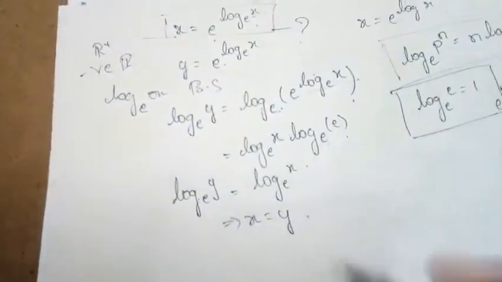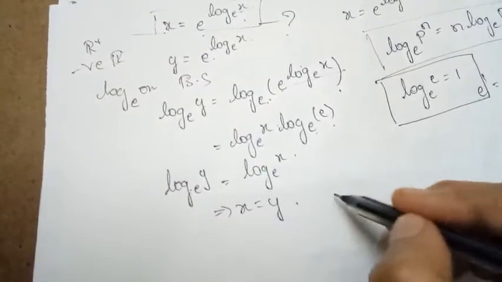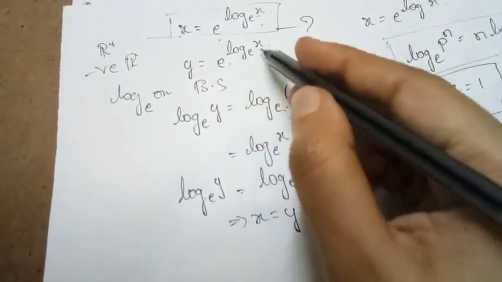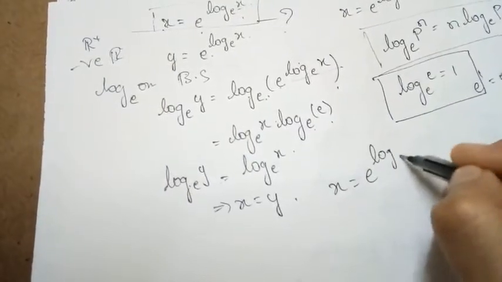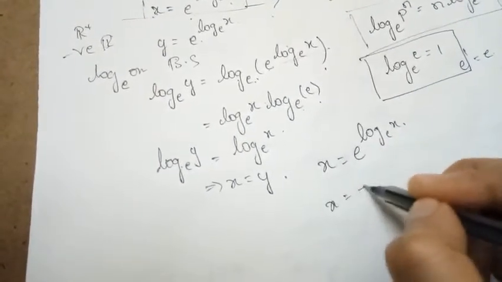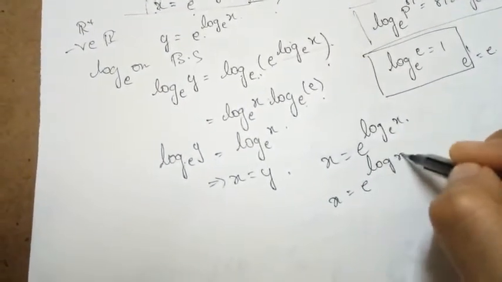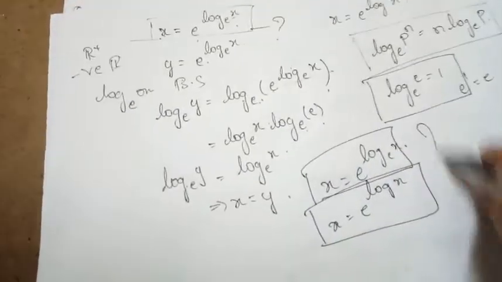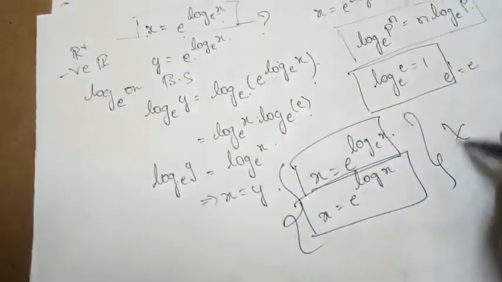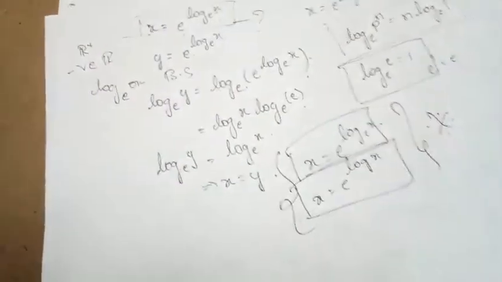So what we have taken as y in the beginning, we have taken y as equal to e to the power log e of x. So x is equal to e to the power log e of x, or x is equal to e to the power log x is equal to x itself. So both are one and the same. This is one of the properties which we need to be more familiar with.